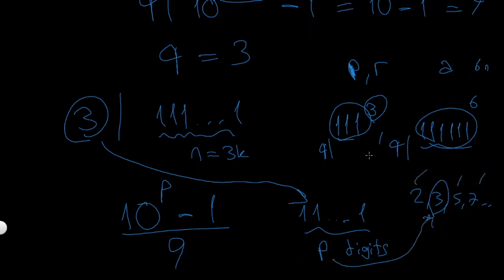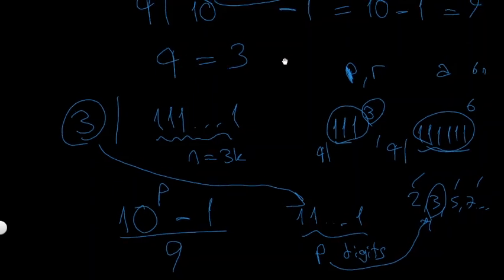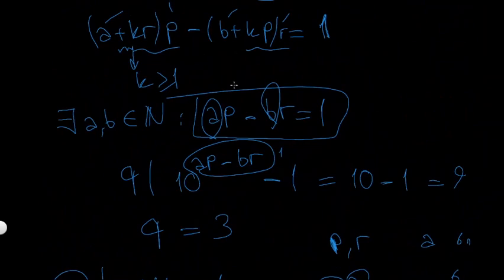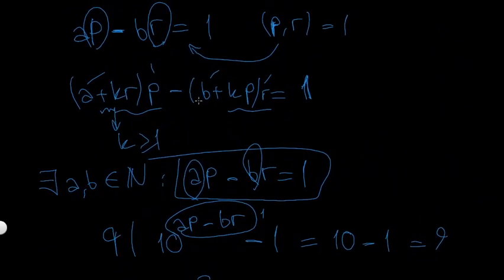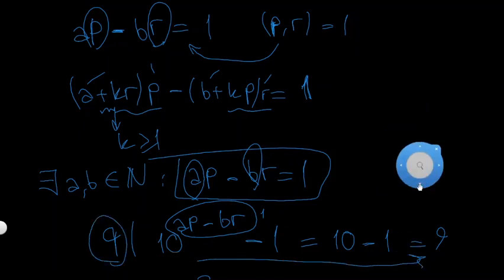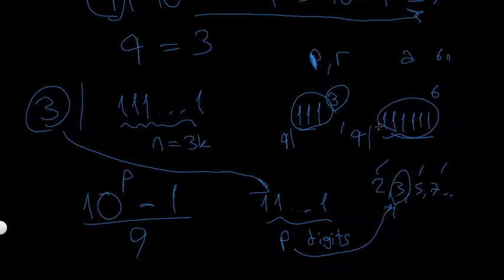Okay, and I also know that Q can't be different than 3, because I said that if it is different than 3, then I found a contradiction here. Q has to divide 9. Okay, and that's the end of it. Okay, yeah, I hope it was clear.